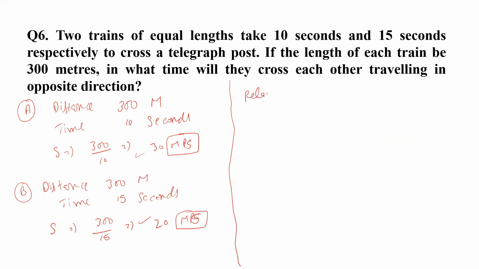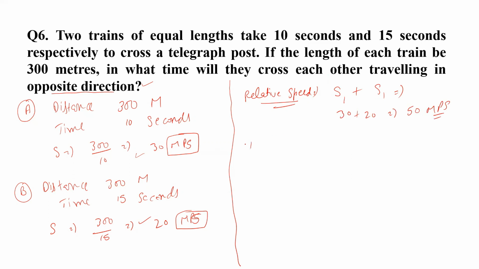Now we can easily find the relative speed. I told you we have to find the relative speed because they are crossing each other from opposite directions. Finding relative speed for elements moving in opposite directions is very easy. You just have to sum both the speeds: speed 1 plus speed 2. So relative speed is equal to 30 plus 20, that is 50 meters per second.